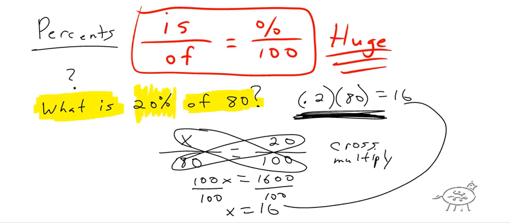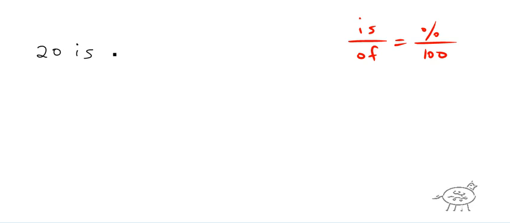All right, so let's actually do a problem that is a little more complicated. That it's great to have. So I'm going to actually write this out here in red again. Is over of equals percent over 100. Okay, so let's, if I do 20 is what percent of 50.